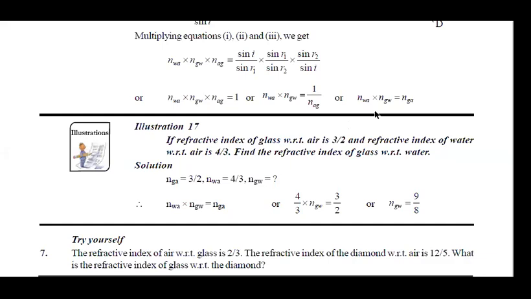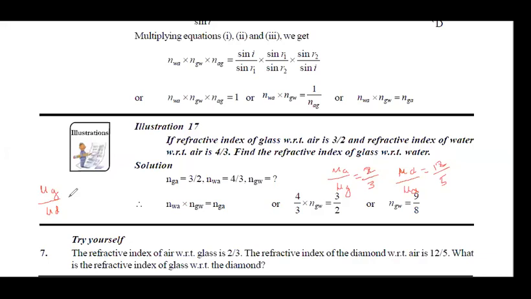Yes, very good, Maurya, very good, Pragna. Kushagri, think about it. See, the refractive index of air with respect to glass is given as 2 by 3. The refractive index of diamond with respect to air is equal to 12 by 5. What is the refractive index of glass with respect to diamond?